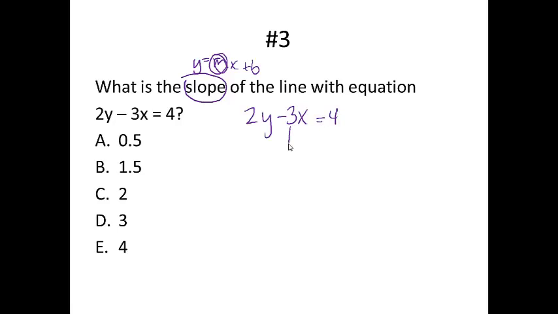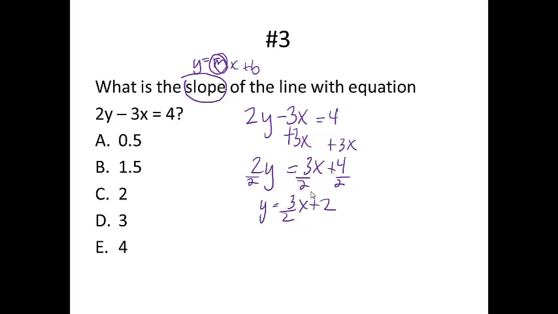So I'm going to add 3x to both sides. So I now will have 2y equals 3x plus 4. And then from here, I'm going to divide all 3 parts by 2. So I'll get y equals 3 halves x plus 2. And I know the slope is the number that is in front of the x. And so that would be 3 halves. And 3 halves is equivalent to 1.5. So my answer on this one would be choice B.